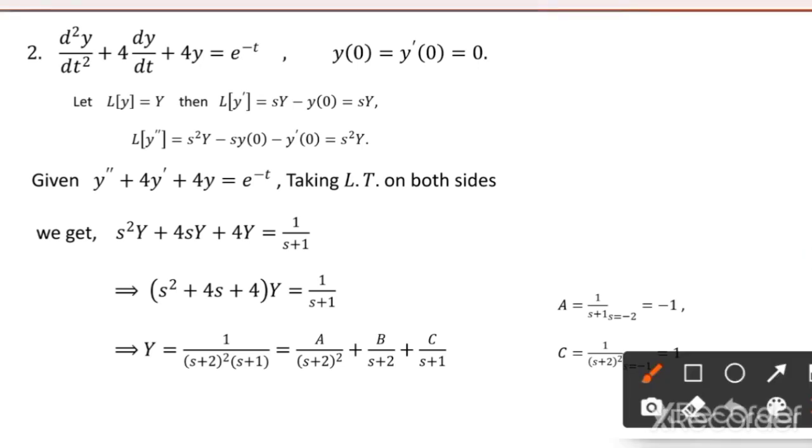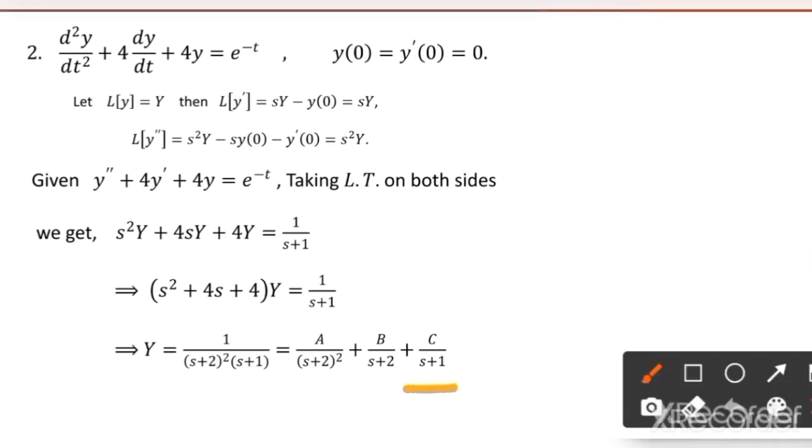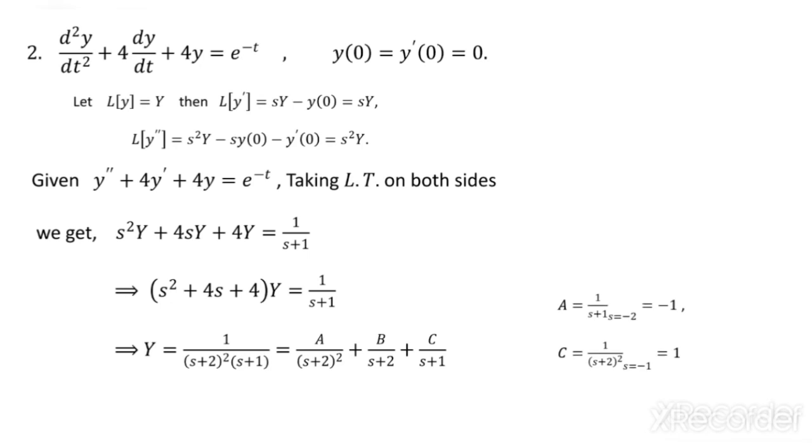How can we get it? For a, the denominator we have is s plus 2 the whole square, so the left out factor is 1 over s plus 1 at the point where s plus 2 becomes 0, that is at s equal to minus 2, that's why it is minus 1. Similarly c I can find because we have denominator s plus 1. So what is that? The left out factor is 1 over s plus 2 the whole square at s equal to minus 1. So at s equal to minus 1, that gives 1.